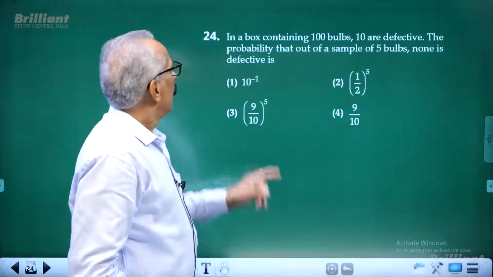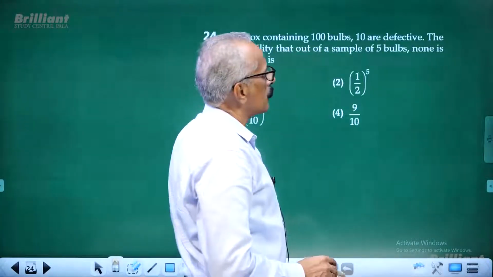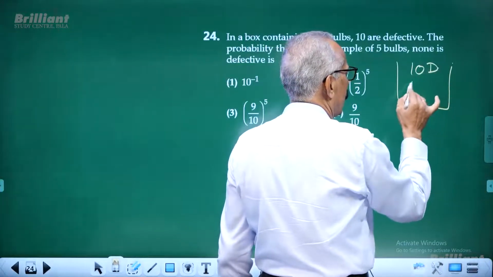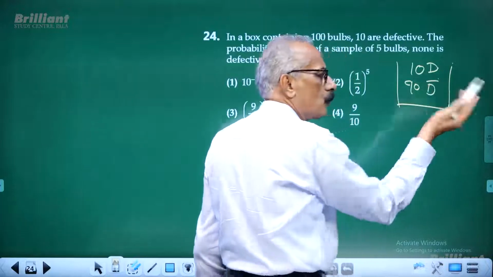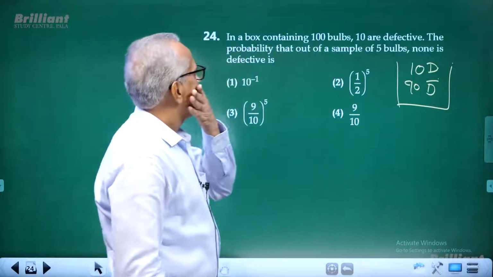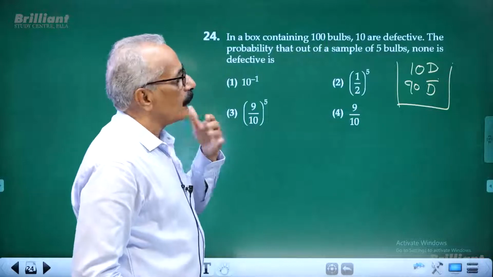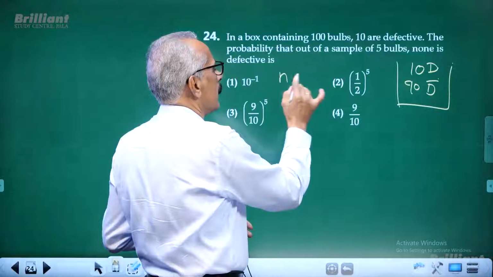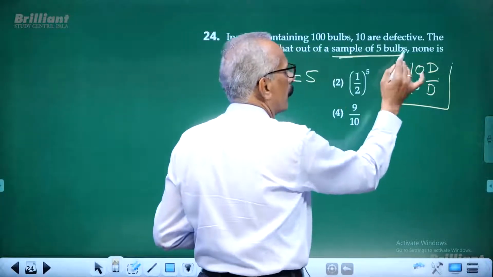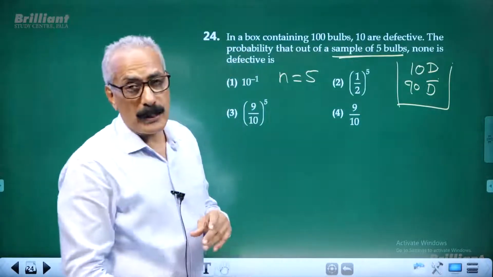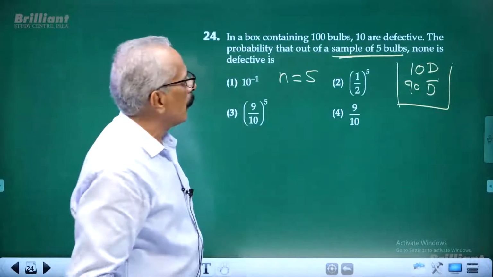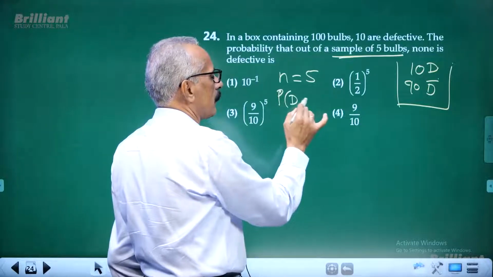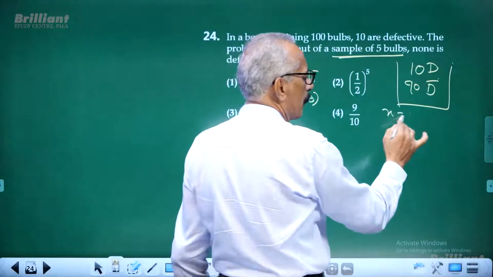Question 24. In a box containing 100 bulbs, 10 are defective. So this is the box. 10 defective, 90 non-defective, good. The probability that out of a sample of 5, that is binomial distribution. That is n is equal to 5. Sample of 5. Remember, not this 100 or something like that. That is only necessary to find out the probability. None is defective means probability of defective D equal to 0. So x means number of defective.